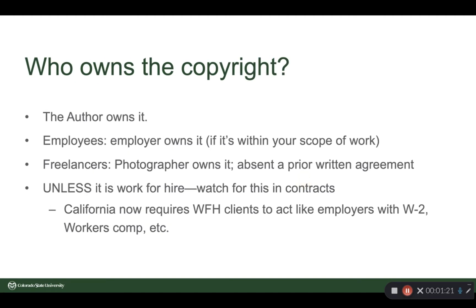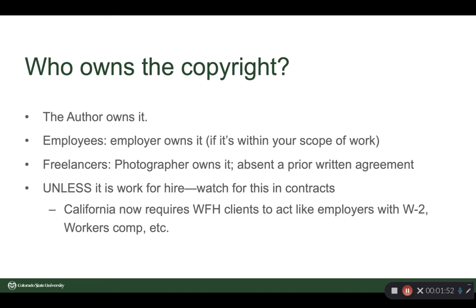Who owns the copyright? It seems pretty simple. The author owns it. But if you're an employee, your employer owns it. Your employer is the author if it's within the scope of your work. If you're a freelancer, the photographer owns it, absent a prior written agreement. That agreement has to happen ahead of time for the employer to own it, unless it's a work for hire situation. Watch for those magic words in a contract.